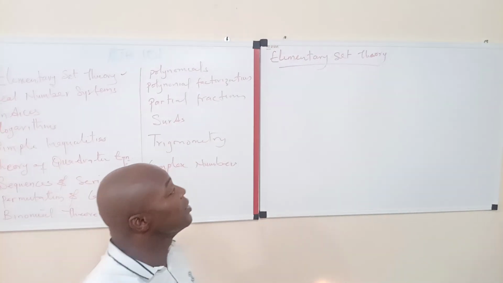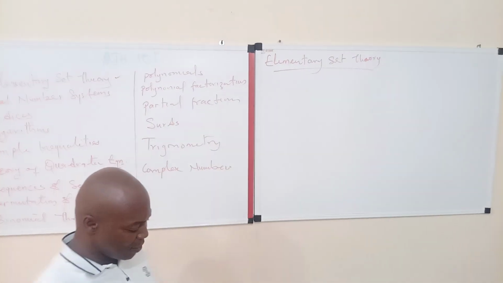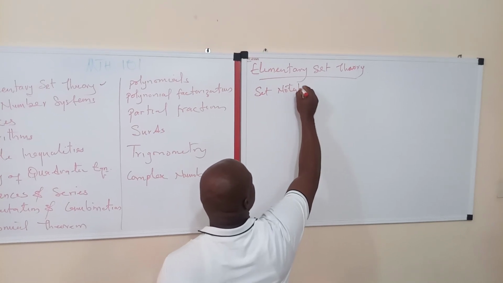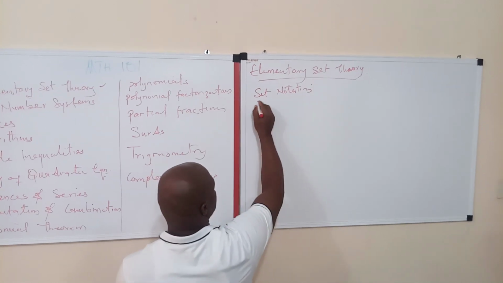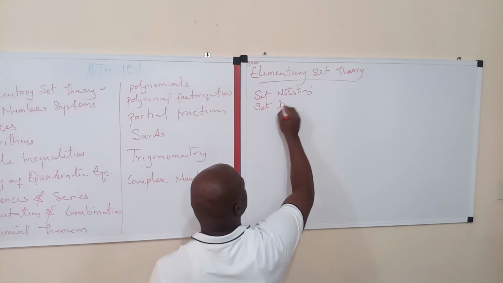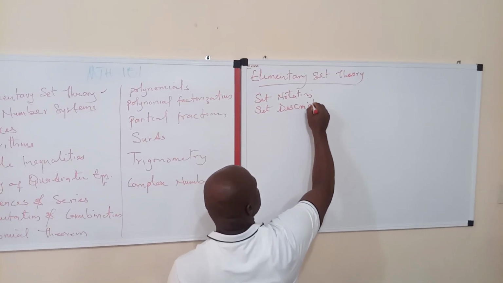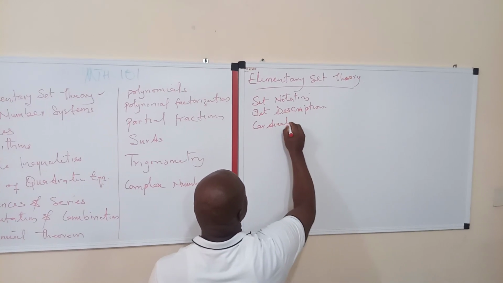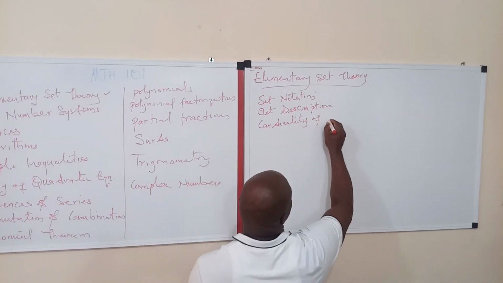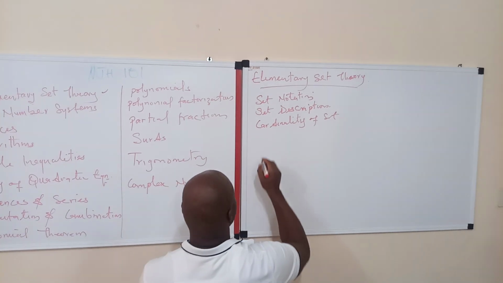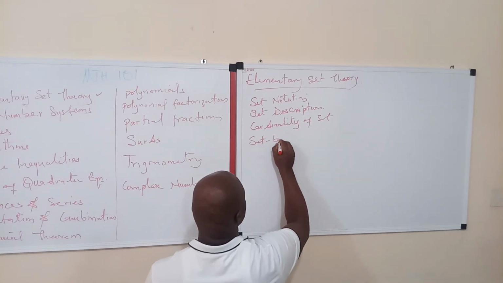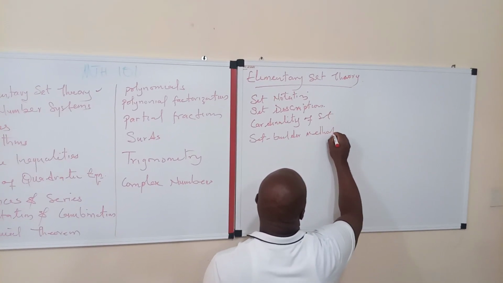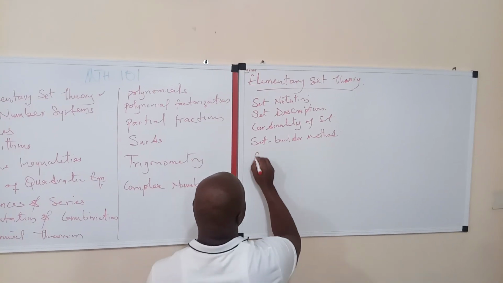Now, I am pleased to let us know that in elementary set theory, there are also a few subtopics that we are likely to cover, such as set notation, set description, and the cardinality of sets. We have the set builder form, or method, or specifier. We have equality of sets.